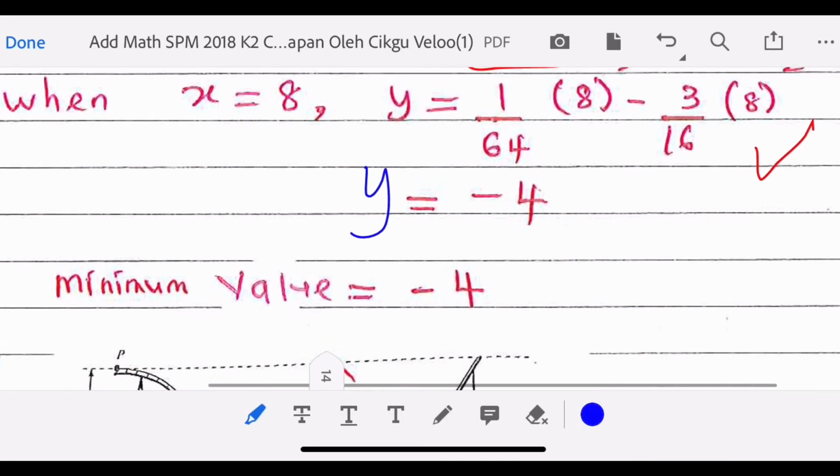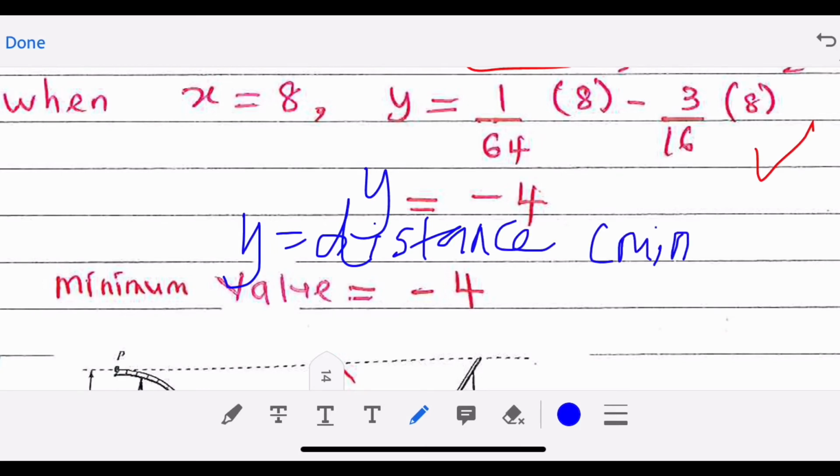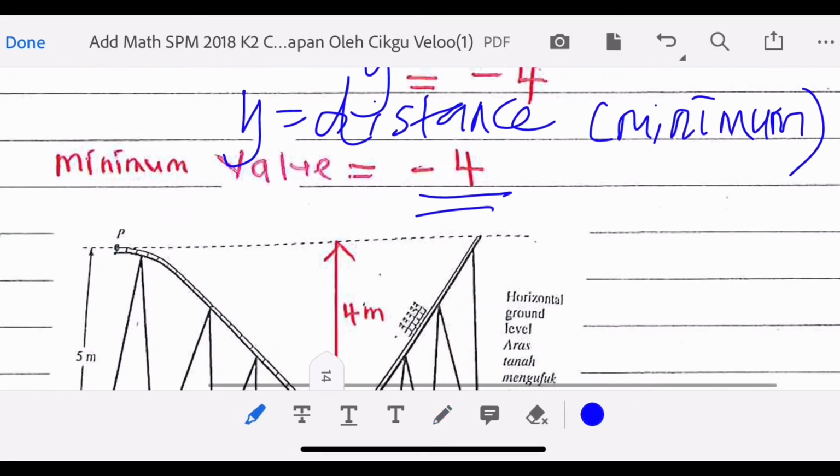I got 8. Answer 8 for x. So when I have the 0, it is not meaningful because when you substitute you get 0. So we will choose x equal to 8. So when x equals 8, you substitute into your curve. Why do you need to substitute into your curve? Because you want to find the y value for the minimum point.